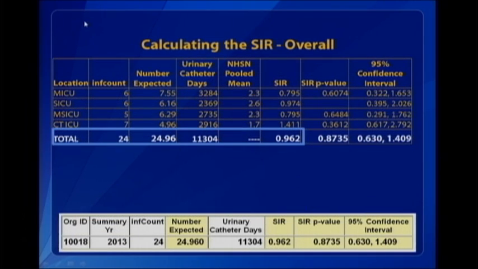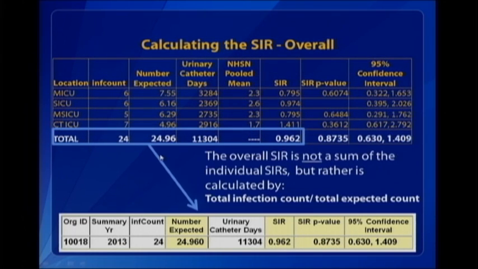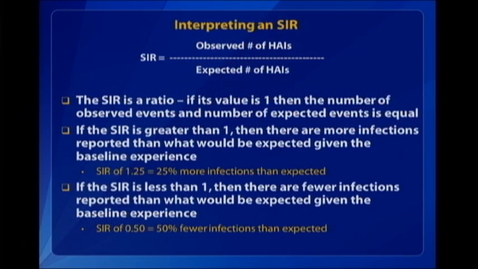So what we end up doing, in order to get an overall SIR for these 4 locations, is we take the total number of infections, which is 24, and we add up all the number expected for all 4 locations, which is 24.96. And then the overall SIR is calculated by taking the total number of infections divided by the total number expected. So 24 over 24.96, which gives us the SIR of 0.962. So the overall SIR is not the sum of all of the individual SIRs. It's instead taking the sum of the observed divided by the sum of the expected. And the little table at the very bottom is the output you would get from NHSN for an overall SIR for these locations. So we do that work for you.